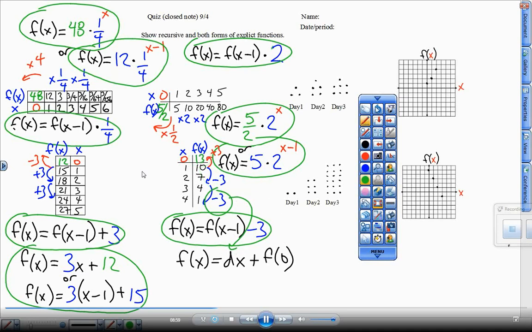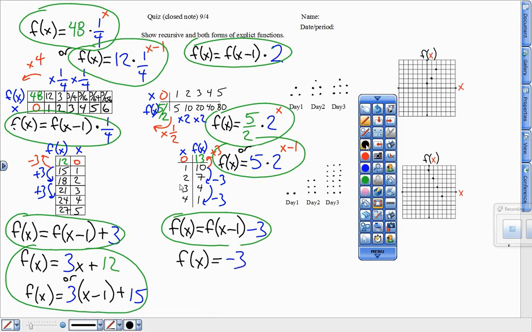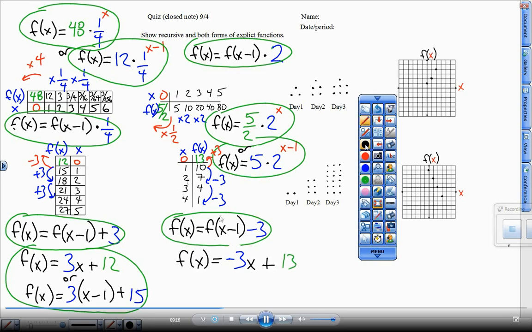So this equation, with those replaced, never write those like that. I want the actual numbers in there. Would be negative 3x plus 13. And again, plugging in any of these x numbers will give you this y number. Plug in 2, negative 6 plus 13 gives you 7.